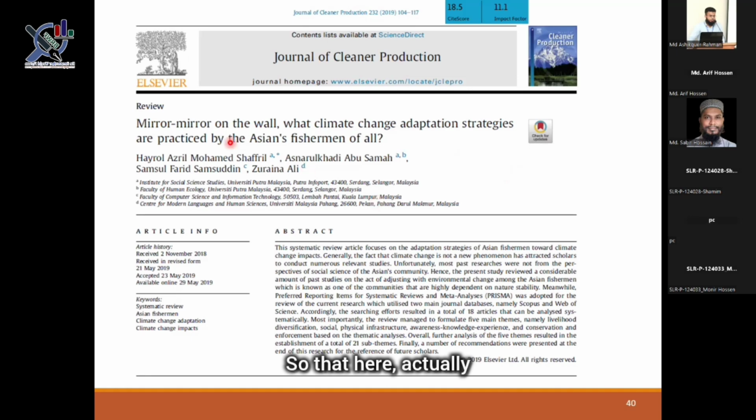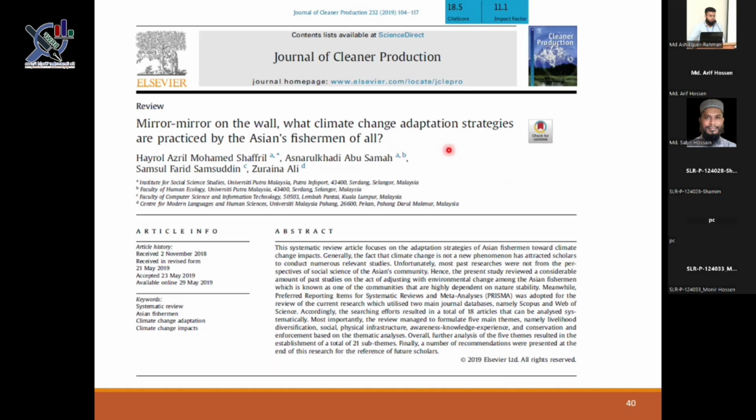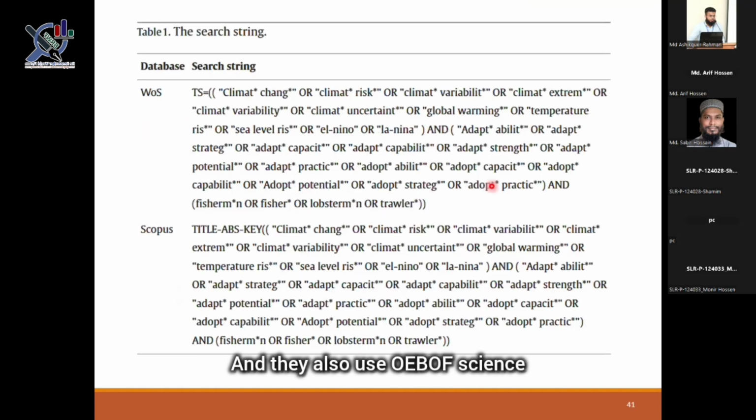So here, what is the topic? The Mirror on the Wall: what climate change adaptation strategies are practiced by Asian fishermen? That means what climate change adaptation strategies Asian fishermen are actually taking to adapt against climate change. What adaptive strategies are they following? This is the title. And they also used the Web of Science and Scopus databases.